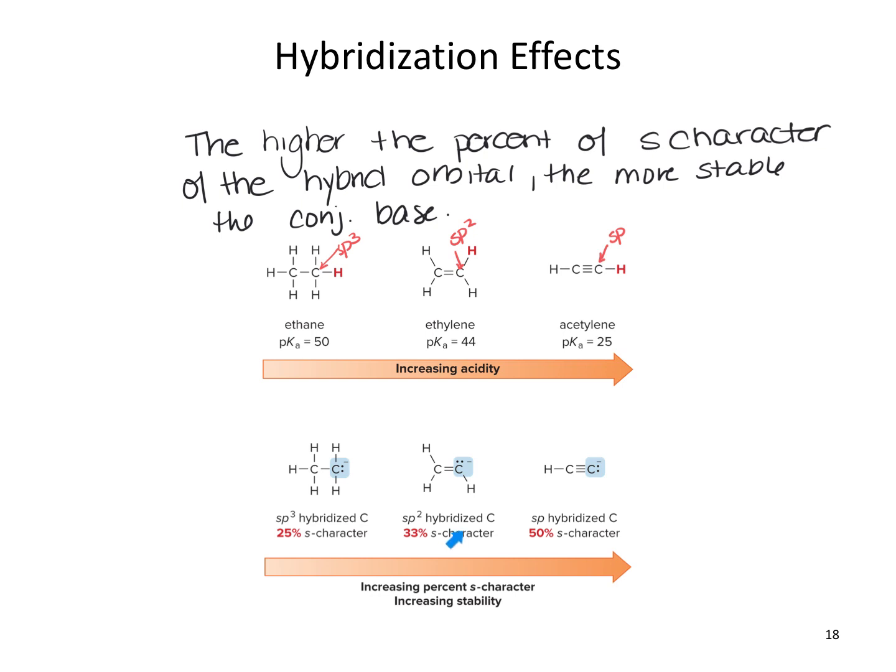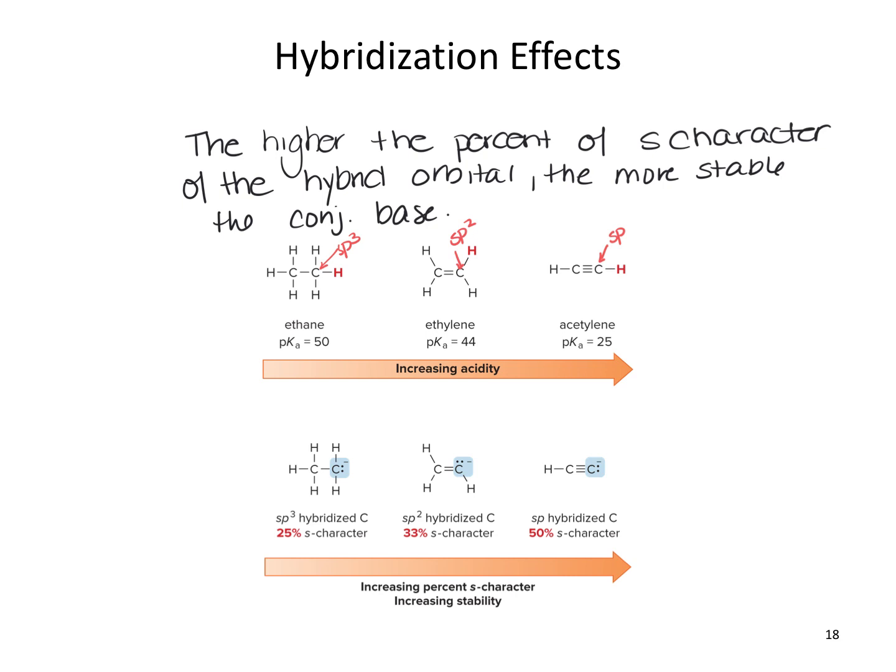And what we see here is that when that acidic hydrogen from the carbon is removed to form the base, as we increase the s character, that stabilizes the base. So this is the most stable base, and so this is the most acidic compound when we compare these three.